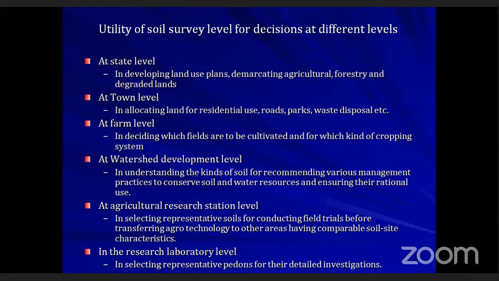If we have all those things, we can go for a good field trial. We can go for proper breeding of the crops. We can go for some agronomical experimentation, and we can do a lot of experiments in the particular research station if we go with a proper soil survey. At the research level, it is very important to know the different kinds of soil characteristics that we can study at the research laboratory level. So for that also we need a proper soil survey.